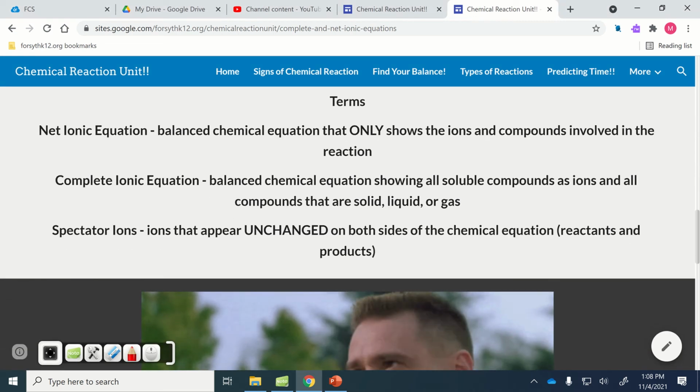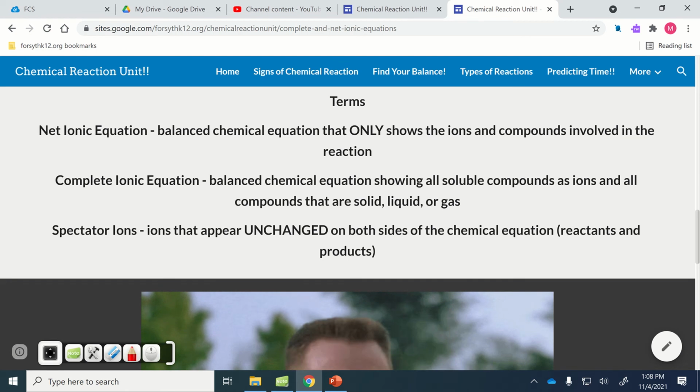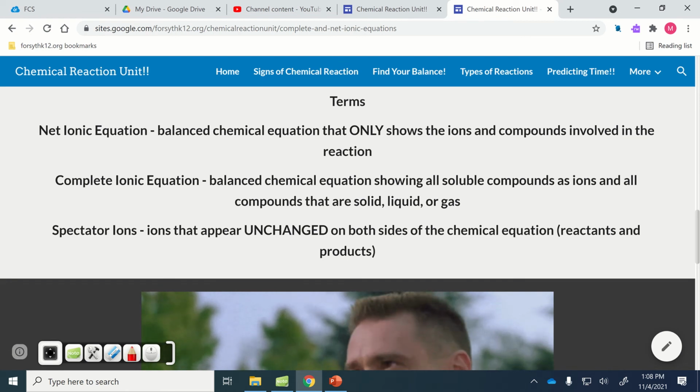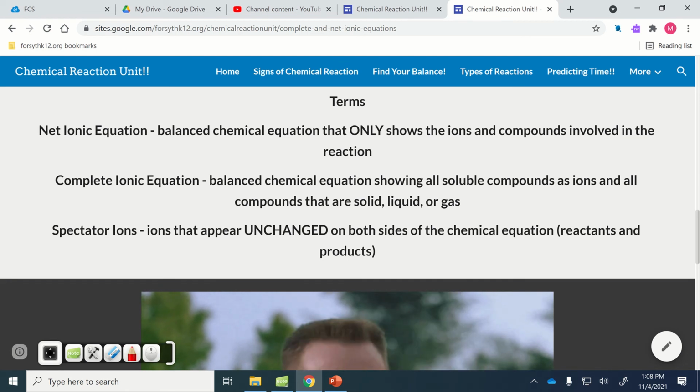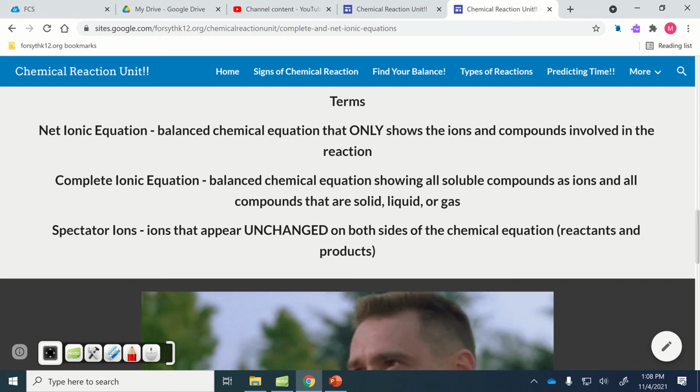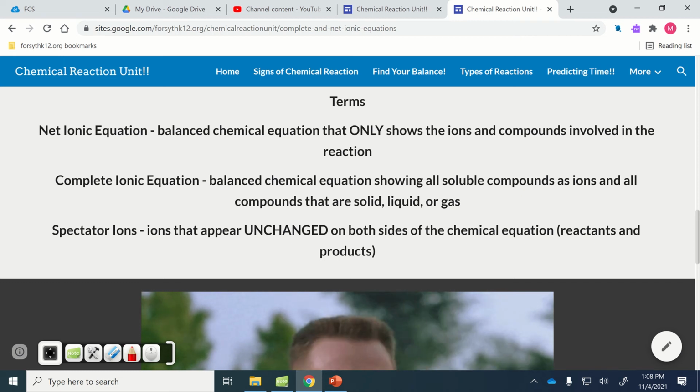Some terminology to understand. When I say net ionic equation, that is a balanced chemical equation that's only showing the ions or compounds involved in the reaction.